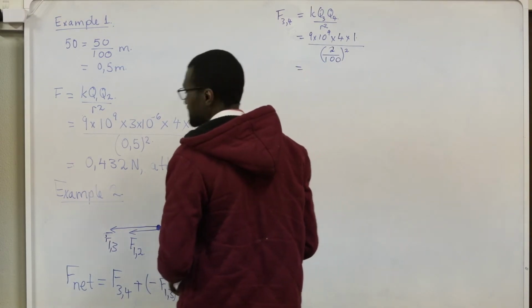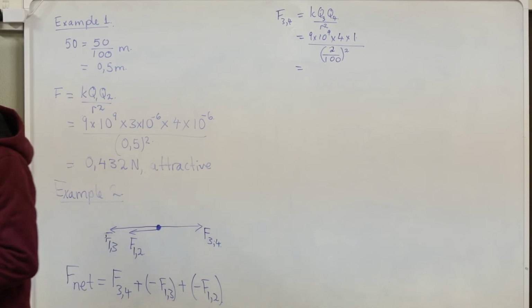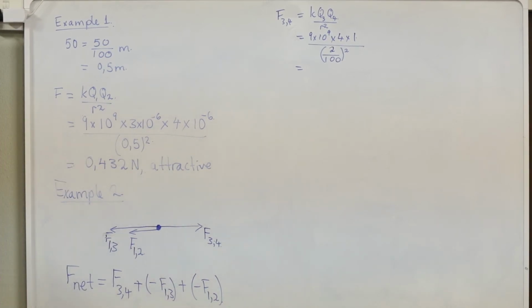Pull out your calculator and calculate that with me. That's 4 multiplied by 1 times 9 times 10 to the power 9 divided by 2 over 100 squared.